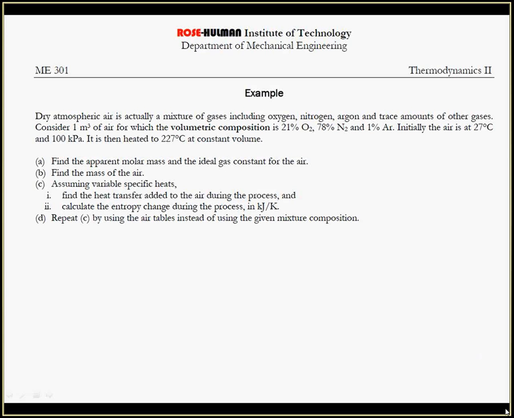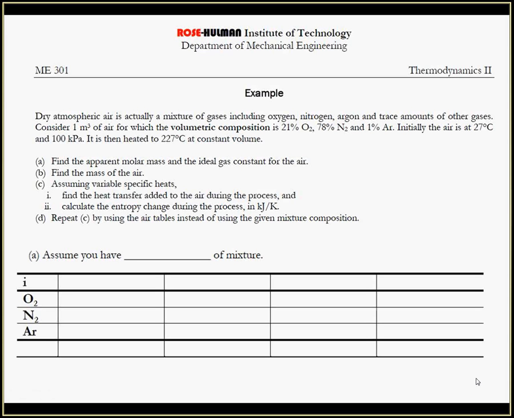So the first thing we're asked to do is to find the apparent molar mass of this mix of gases and also the ideal gas constant for this mix of gases. In order to do that, I'm going to first find a mass analysis of this mixture. I've been given a volumetric analysis, which is the same as a molar analysis. So to find the mass analysis, I'm going to set up a table and use the fact that I have the molar analysis and the molar mass of each individual species to come up with the masses.